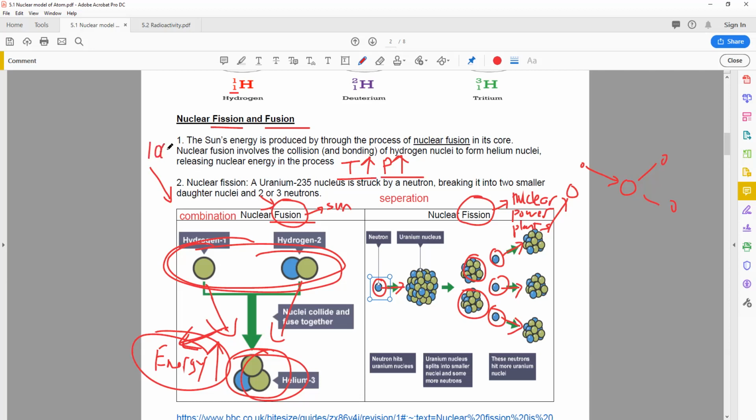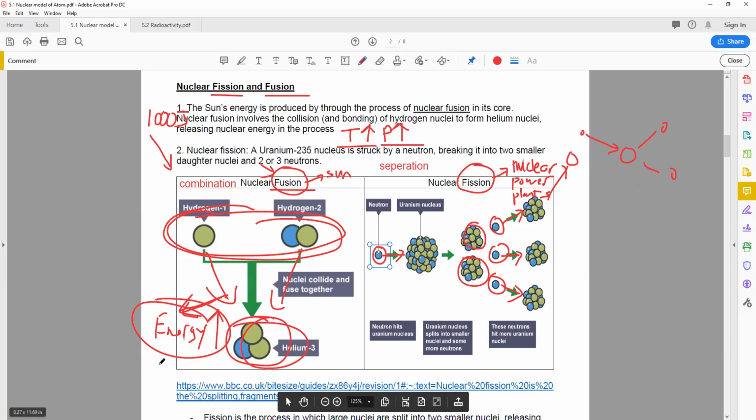Let's say, for example, every 1,000 joules of energy you put in, the nuclear fusion occurs and it only gives you 700 joules of energy. This is not going to be power production, guys. If anything, this is energy consumption, and thus we cannot do that. But for nuclear fission, it's the exact opposite, though.